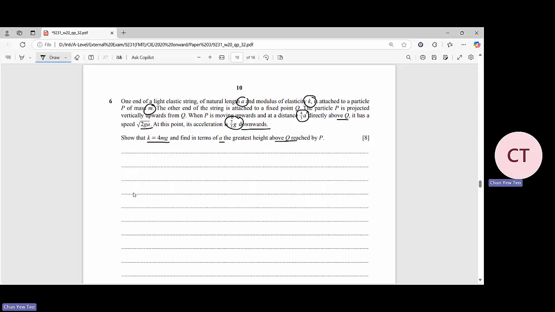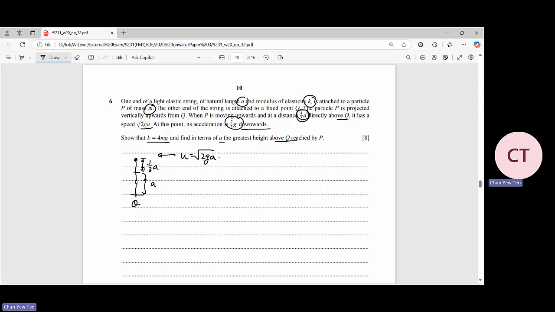So we have a point Q over here, and this point Q is fixed, and you attach a string. This string has natural length a, but when you extend it by an extra 1 over 3 a, because the question mentioned 4 over 3 a, the total here will be 4 over 3 a. Okay, so the extension is only 1 over 3 a. Then your speed u is equal to the square root of 2ga.